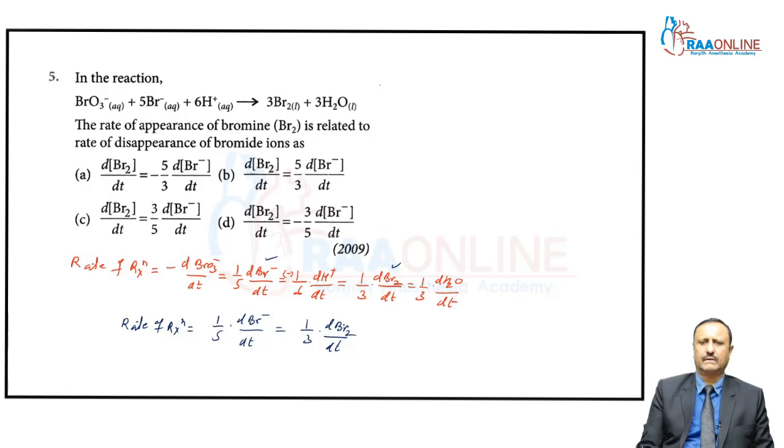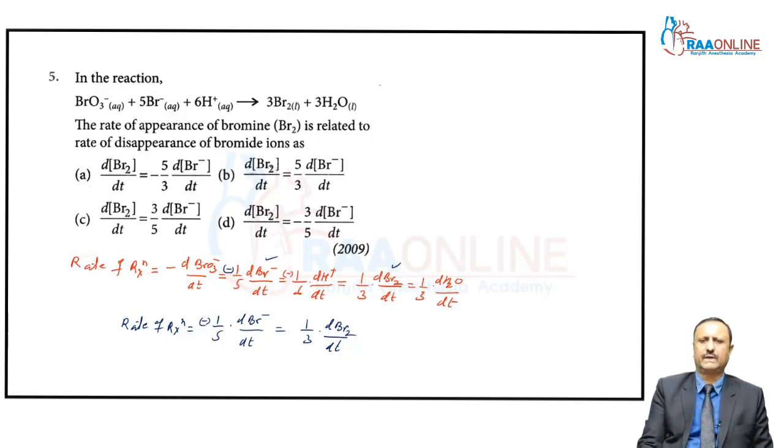When you take the Br2 upon dt, then 3 goes away. So, you can see here 3 Br, here the minus sign is placed because these are the reactants. For reactants you put the minus sign. So, it is not a correct answer because here you get 5/3 and here you can get 3/5.